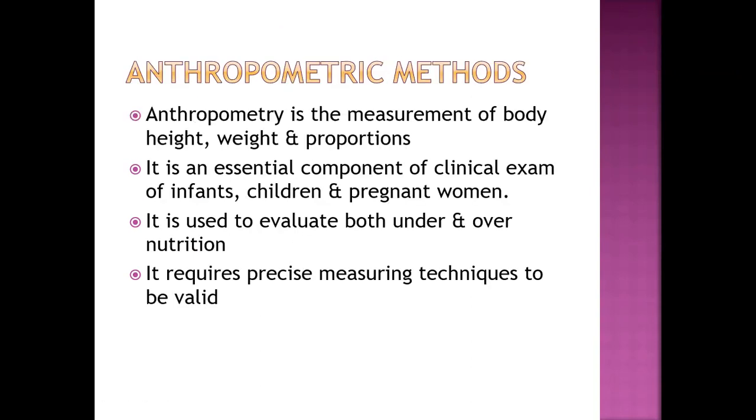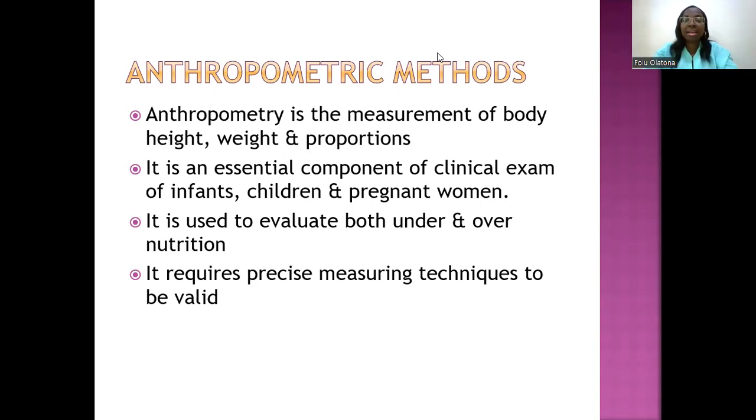So if you are measuring height, weight, or weight, hip ratio, all that is known as anthropometric method. It's an essential component of a clinical examination of infants, children, and pregnant women. In other words, anytime a healthcare provider comes across an infant, a child, or a pregnant woman, it's very important.